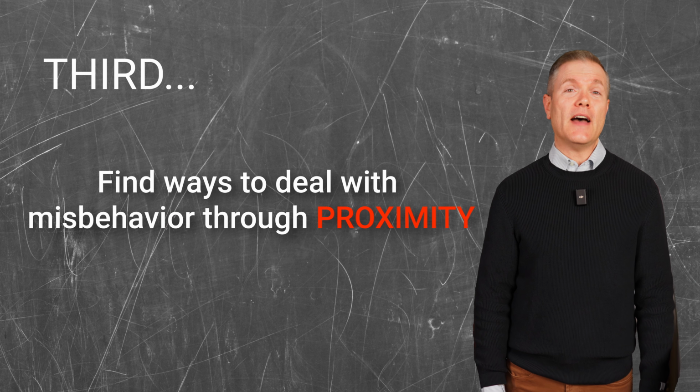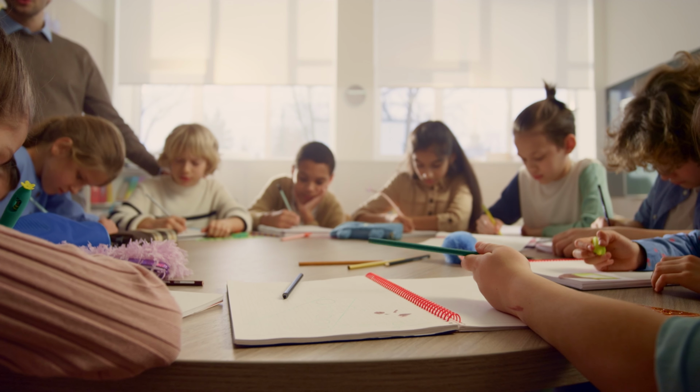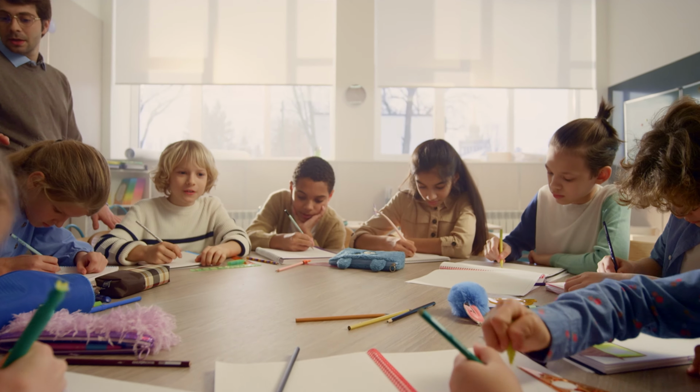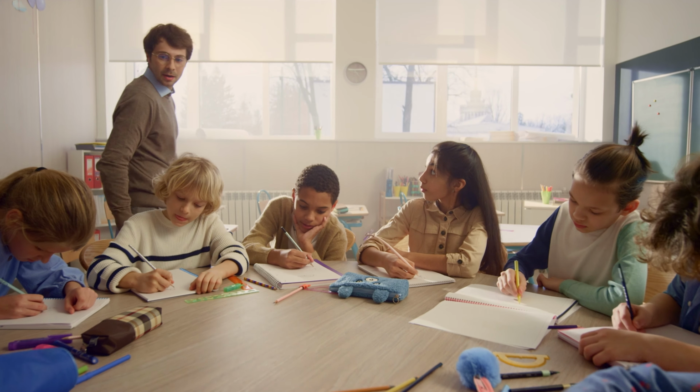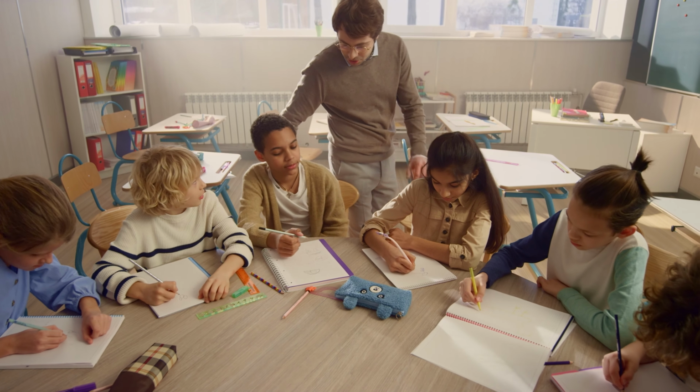And third, find ways to deal with misbehavior through proximity. The teacher can casually move to areas where there are concerns and talk to the entire class while in that area. There's no need to make this obvious. This is just where you happen to be standing. The more frequently you can move through the classroom, the more natural it will be to teach in proximity to where students are off task or other predictable misbehavior.